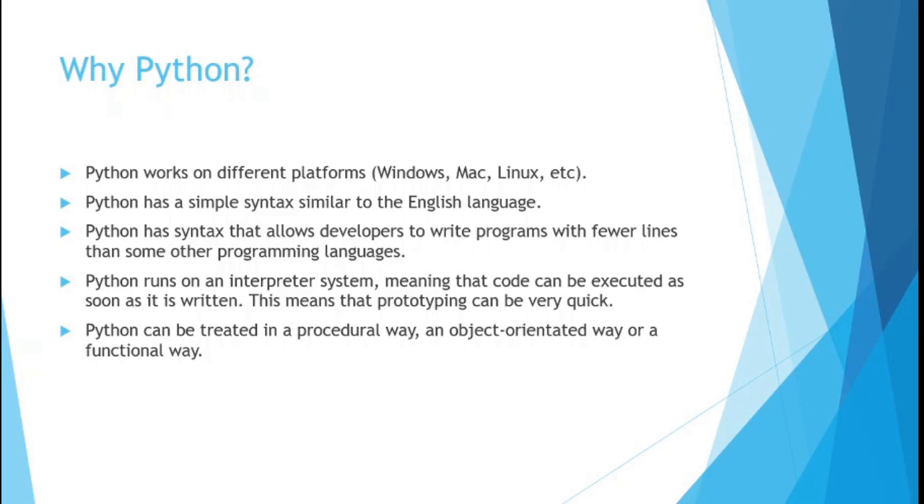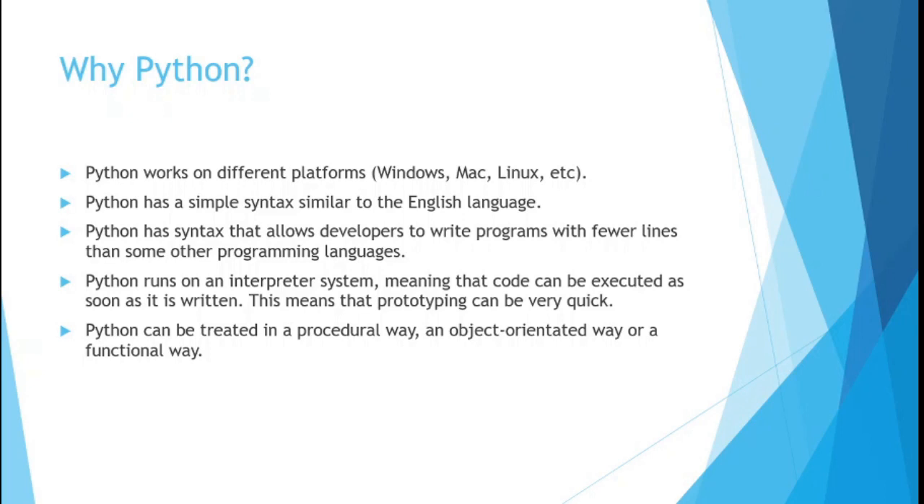What makes Python different? Python runs on an interpreter system. It means that the code can be executed as soon as it is written. It is not like Java or C++ where you have to compile first and then run it. In this, as soon as the first line is written, you can run that line without even compiling it. Okay, so it consumes very less memory as compared to the other languages.